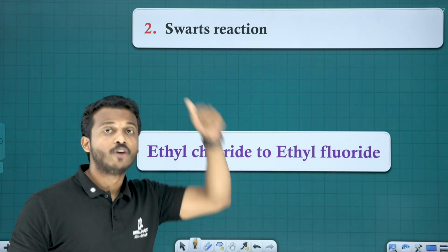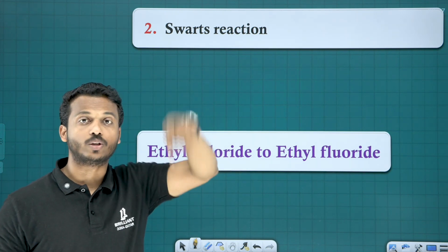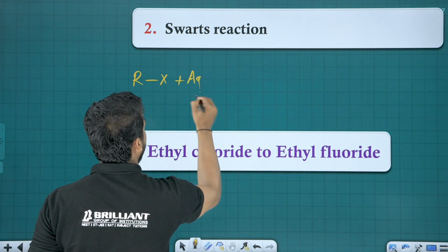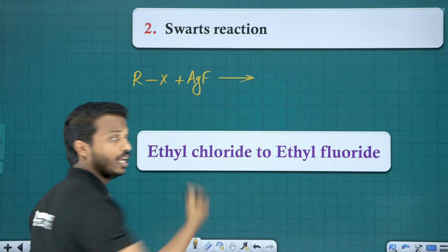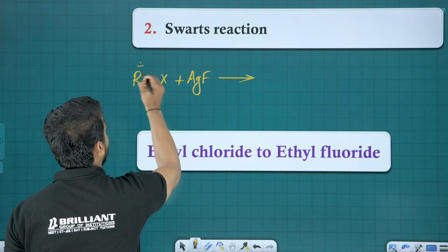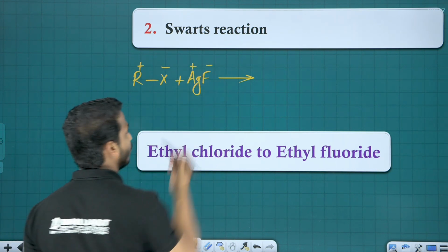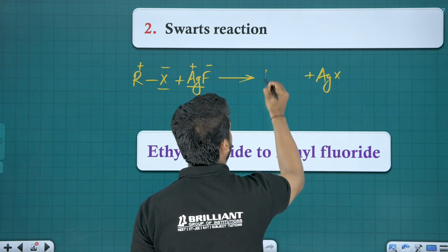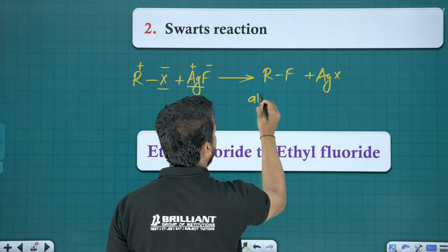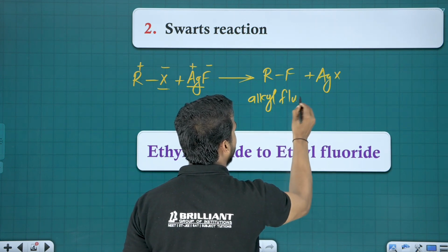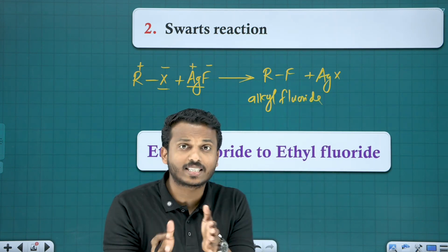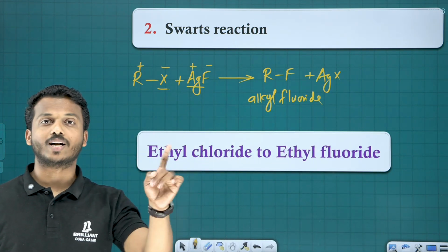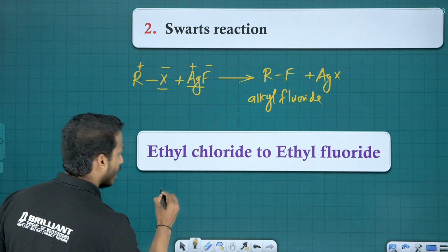This is with the fluorine. Finkelstein is with the iodine. Swarts is with the fluorine. So one haloalkane when reacting with AgF, silver fluoride. Same way, R plus X minus, Ag plus F minus. So AgX goes out, and what happens? RF. You will get alkyl fluoride. So the existing halogen, if you want to replace by fluorine, we use which one? Swarts reaction, AgF.